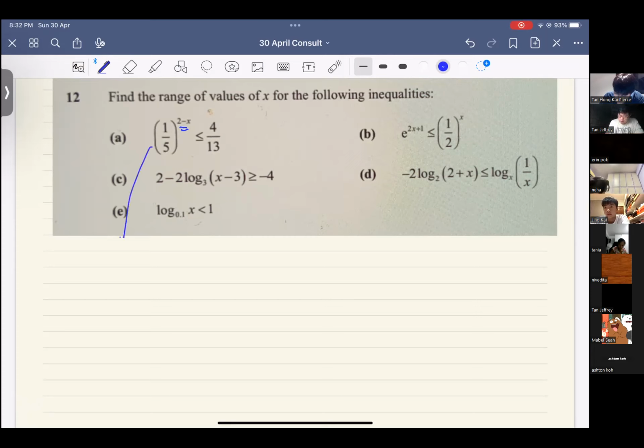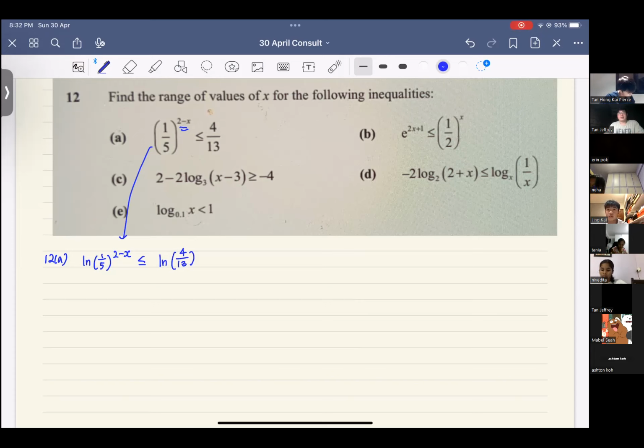So over here on 12A, I'm just going to log both sides straight away. I log 1/5 to the power of 2 minus x. Logging both sides doesn't change anything, because my base is still more than 1, so the inequality sign doesn't change. However, do take note that log 1/5 is negative.